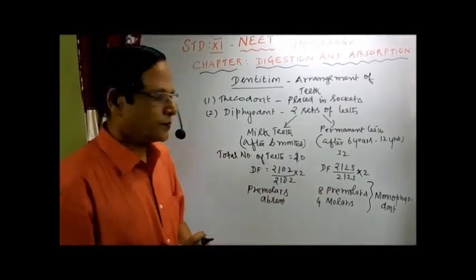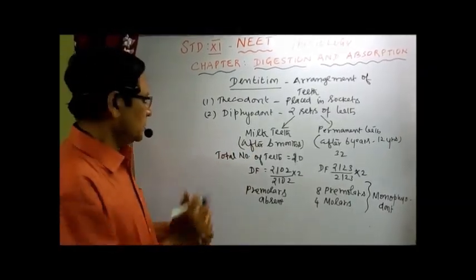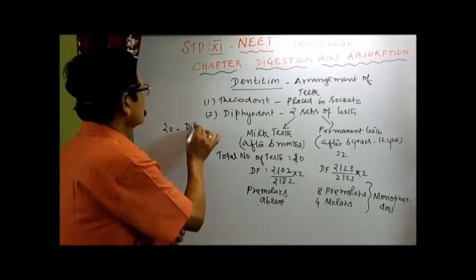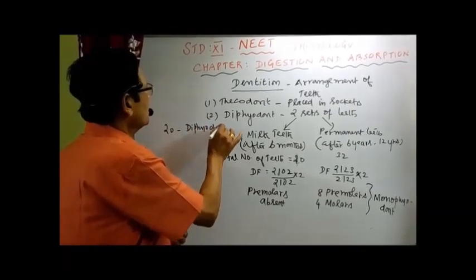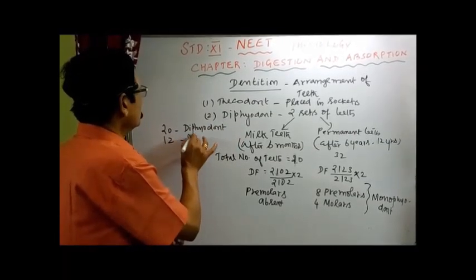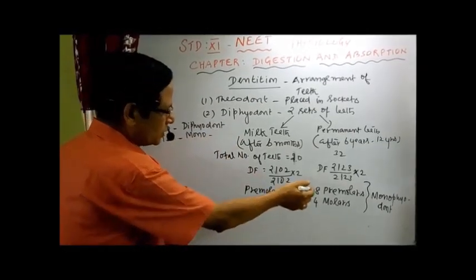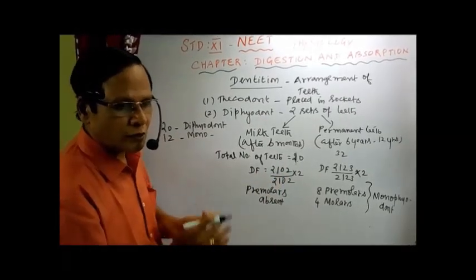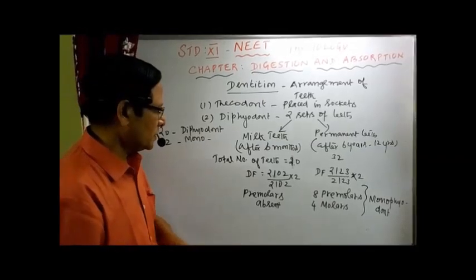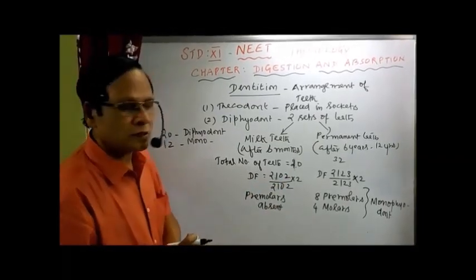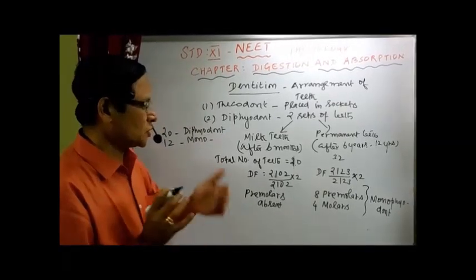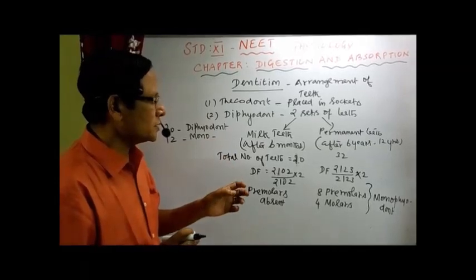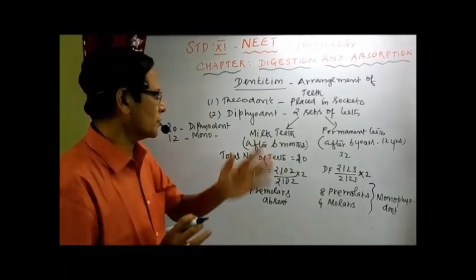So out of 32 teeth, 20 teeth are diphyodont, formed twice, and 12 teeth are monophyodont. The milk teeth fall and new teeth are formed, so they are formed twice. Whereas the premolars and the last molar in each half, all 4 wisdom teeth, are formed only once, hence called monophyodont.